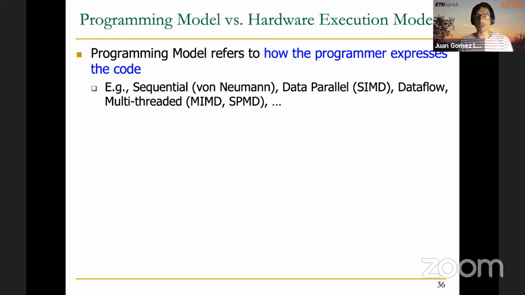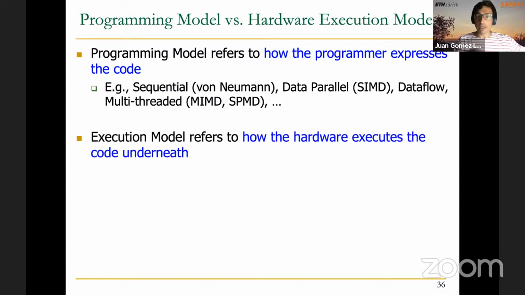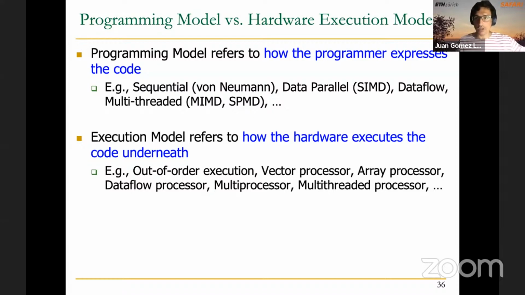There are different ways of expressing the program, right? We can express more parallelism or less parallelism, for example, and we can do it in different ways. We can express the data level parallelism or the data flow parallelism or concurrency, as we mentioned before. But then the execution model refers to how the hardware executes the code underneath, and this might change as well. If you think about a C program, a sequential program, you could run it on an in-order processor, something as simple as a MIPS processor, for example, that we typically study in the digital design and computer architecture course, or something more complex like an out-of-order processor.